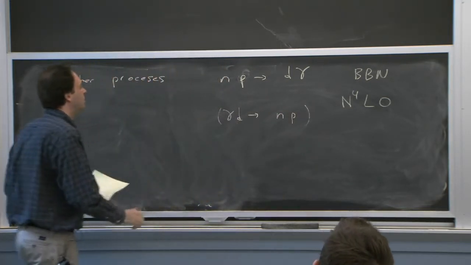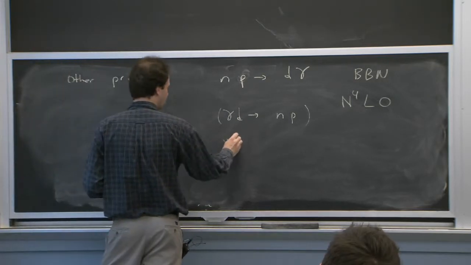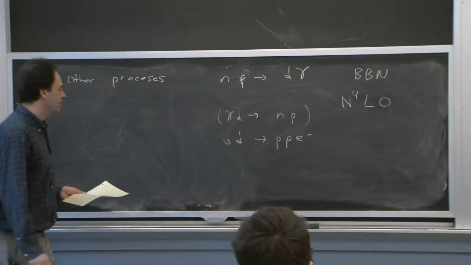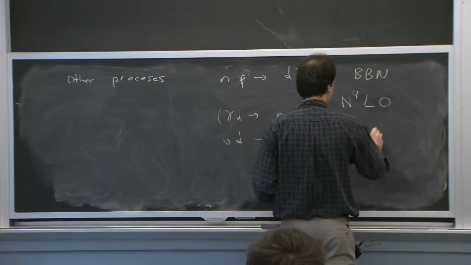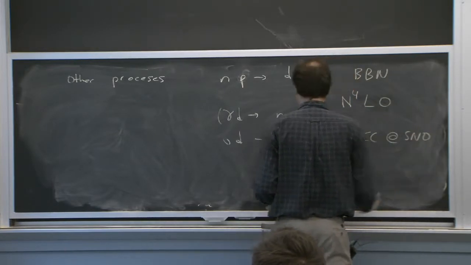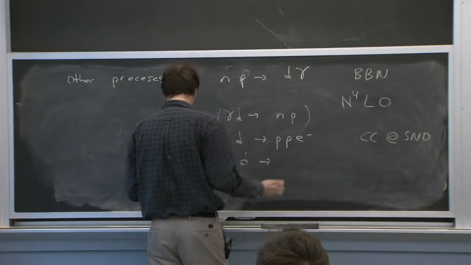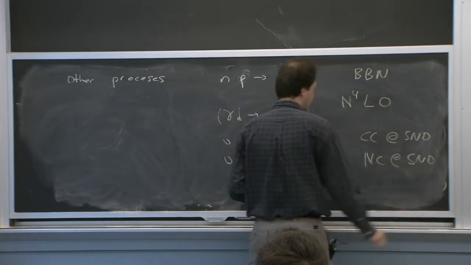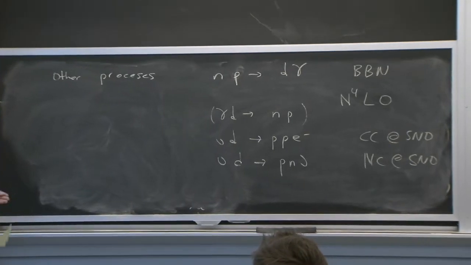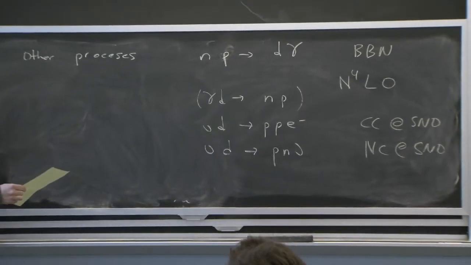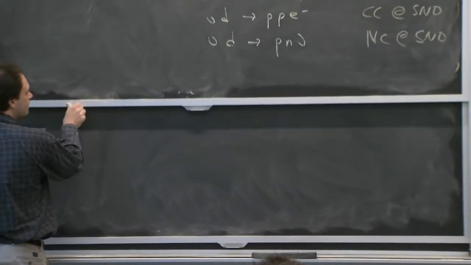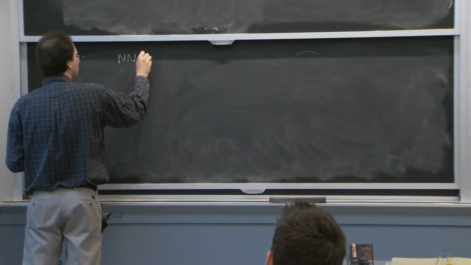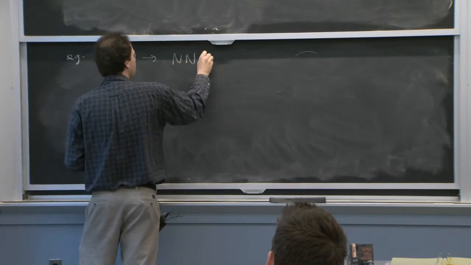You could reverse it, talk about deuteron breakup. You could do processes with neutrinos on deuterons. So you could have neutrino deuteron scattering to proton-proton e-, which is the charged current process at SNO, and the neutral current process at SNO. All these things are within the realm of things that you can talk about in this effective field theory. OK, so it has some uses. Let me do one more process. So you could look at nucleon, nucleon to nucleon, nucleon plus an axion.